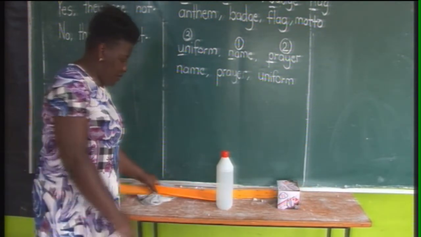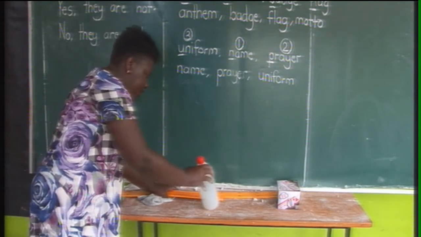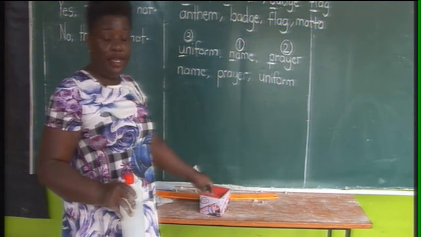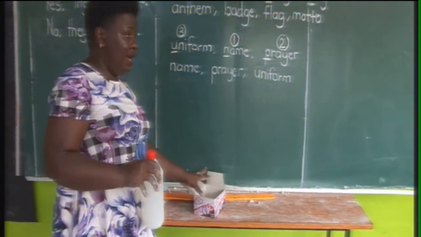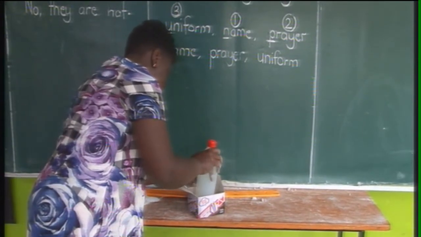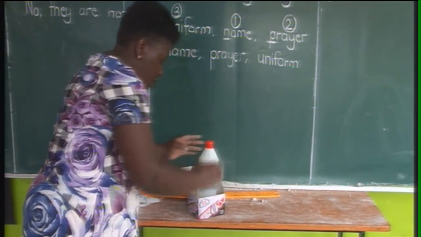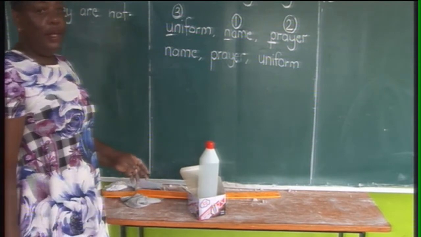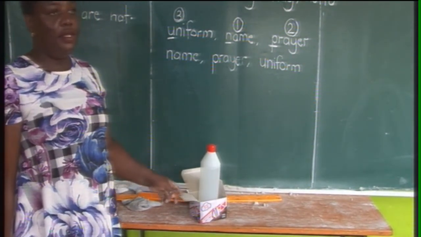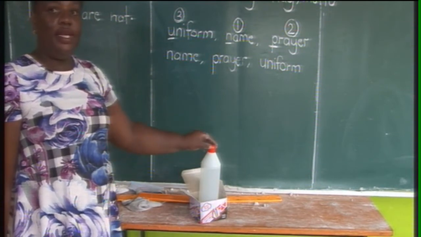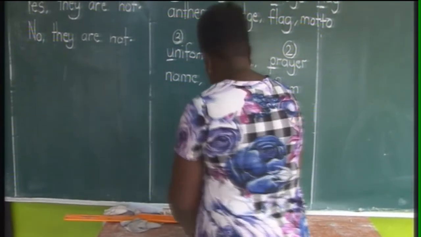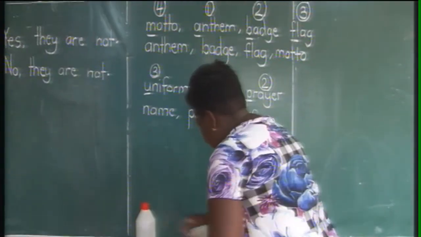Where is the bottle? I have my box here and then I have my bottle with me. I've placed the bottle here like this. Where is the bottle? The bottle is in the box. So in this case, the word in is a preposition. So those examples are enough for you.